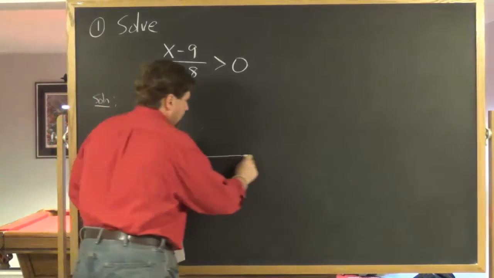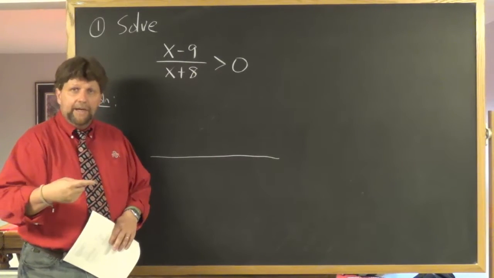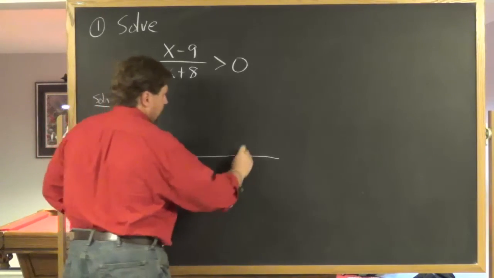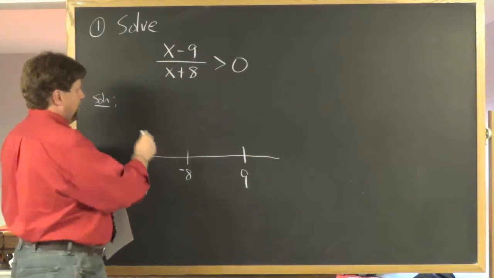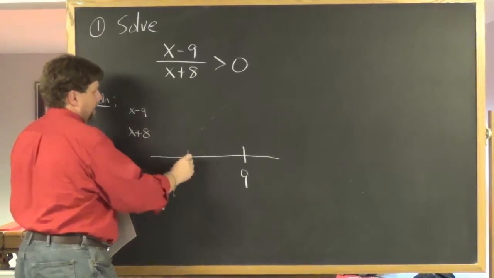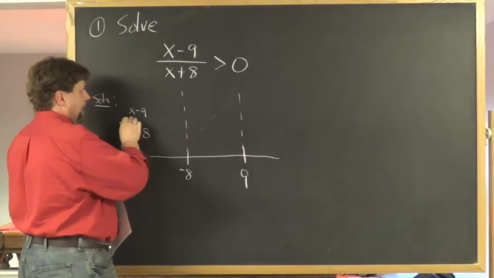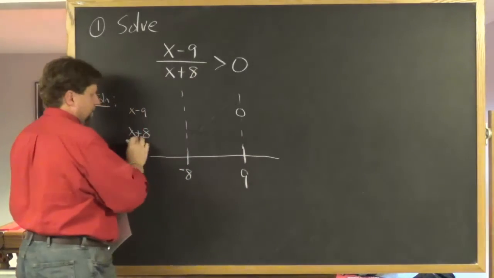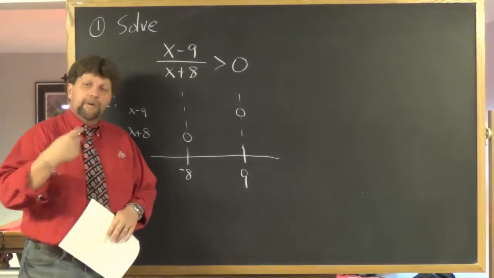You make a number line, put those values of x where the numerator is 0 and where the denominator is 0 on the number line. So I'm going to say here's -8 and here's 9. And remember the bookkeeping, at least in my video, I showed the bookkeeping that up here you list the factors of the numerator. And then I made a dashed line coming up from each. And then I said x minus 9 is 0 at 9, and x plus 8 is 0 at -8. And then remember the process to go through.